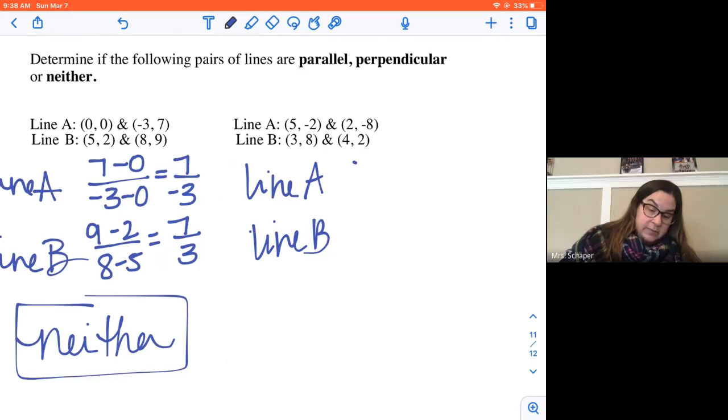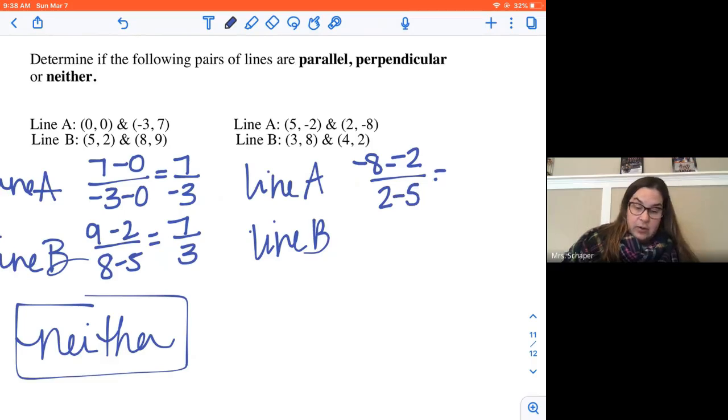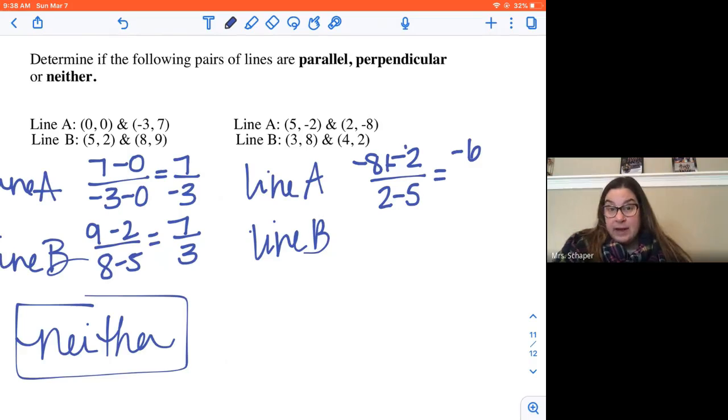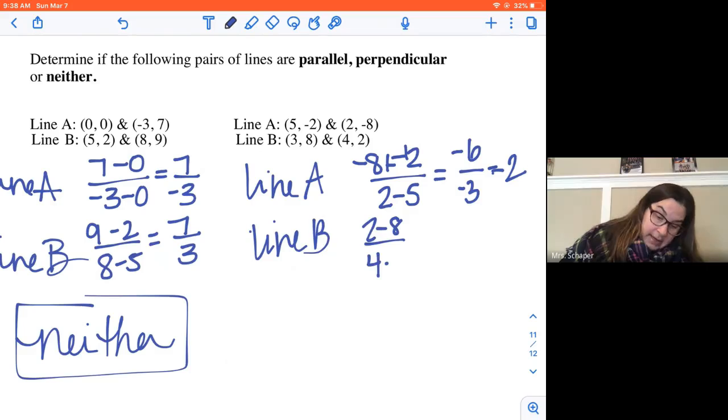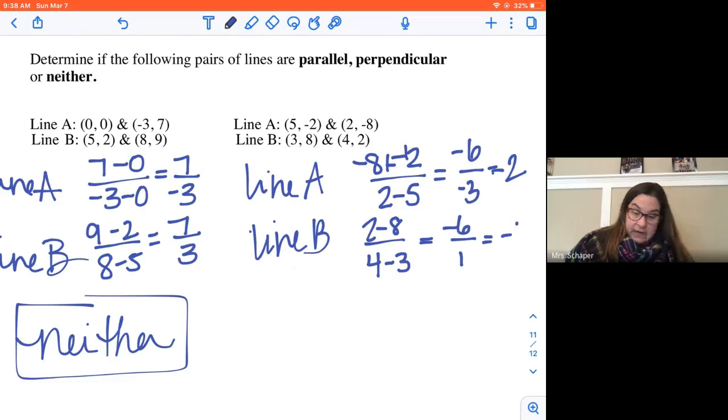So y sub 2 minus y sub 1 over x sub 2 minus x sub 1 is negative 6, because if we add up, negative 8 plus 2 is negative 6. 2 minus 5 is negative 3, which is 2. Line B is going to be 2 minus 8 over 4 minus 3, which is negative 6 over 1, which is negative 6. So I've got 2 and negative 6.